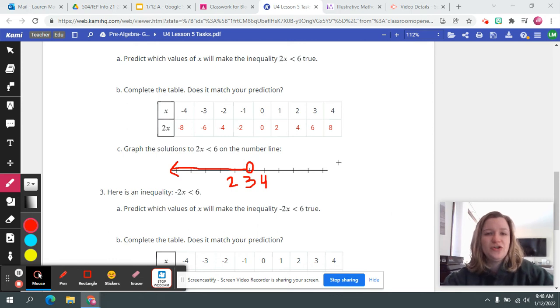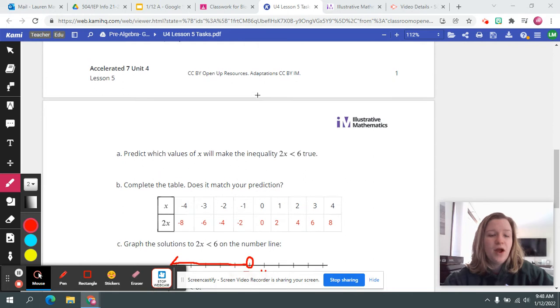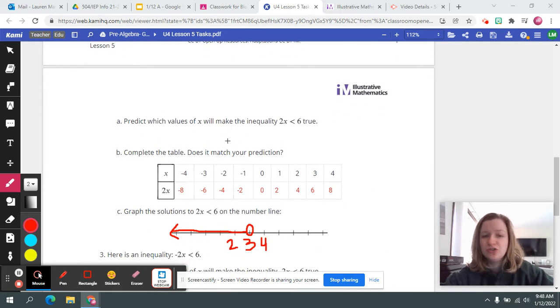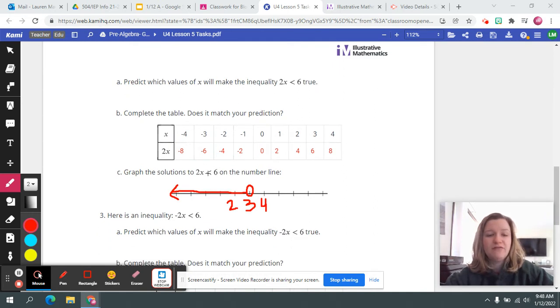All right, so I had to start a new video because it got cut weird, but hopefully you've tried the second problem here. I left the predictions blank so you can try that on your own, but when I fill this in, I'm just doing 2 times whatever the x value is. And then it says graph the solutions to where 2x is less than 6.